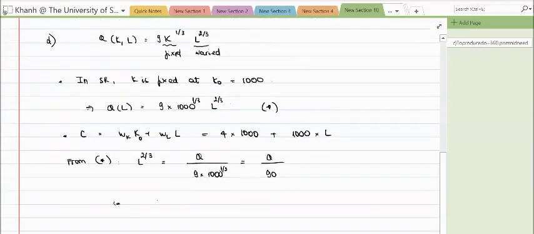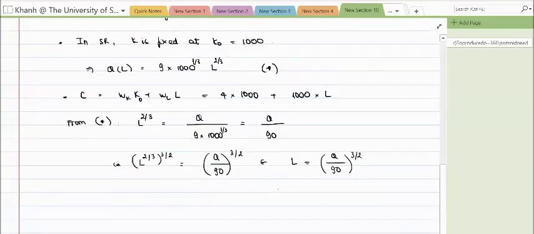So if I take the power of 3 on 2 on both sides of this equation, I get L to the power 2 on 3, everything to the power 3 on 2, equal to Q on 90, everything to the power 3 on 2. Now on the left-hand side, what I'm left with is L, and L is going to be equal to Q on 90, everything to the power 3 on 2. So now I have labor as a function of quantity. If I sub that back into the cost function, then I will get 4,000 plus 1,000 times Q on 90 to the power 3 on 2. So this is my short-run cost function in terms of quantity.